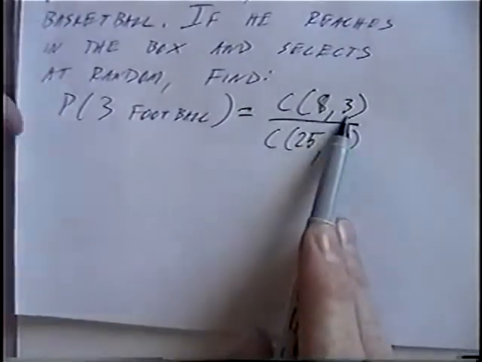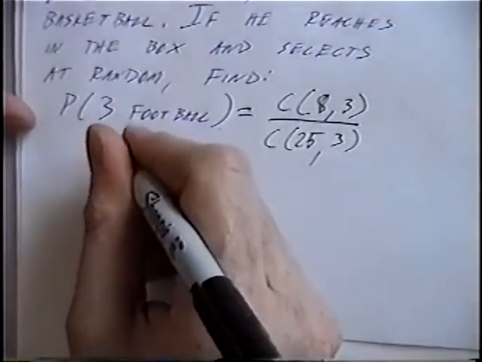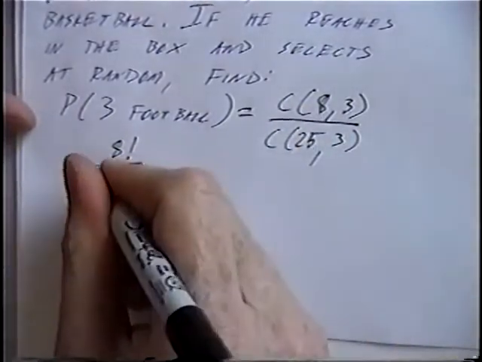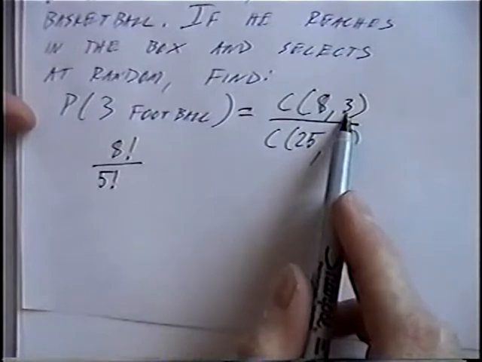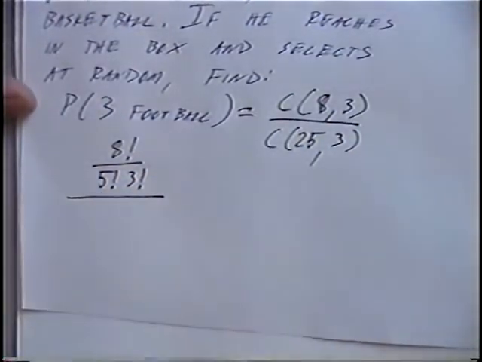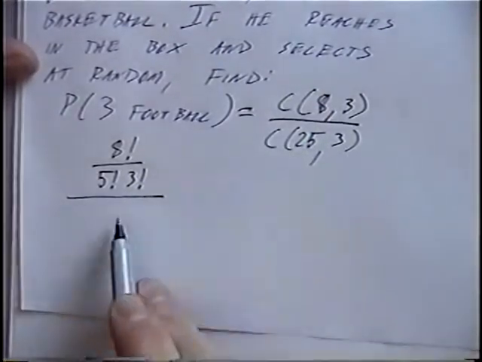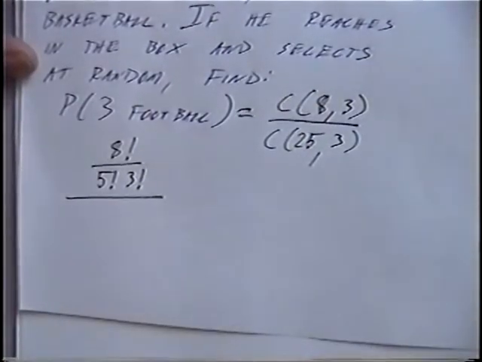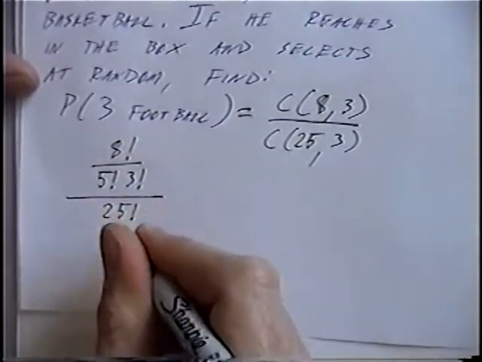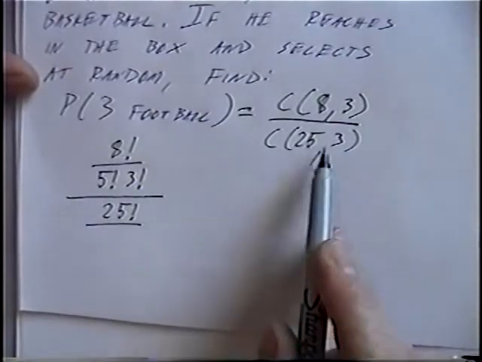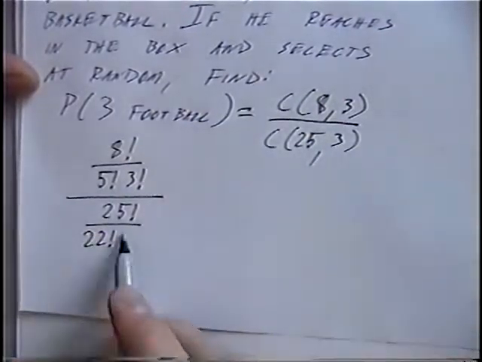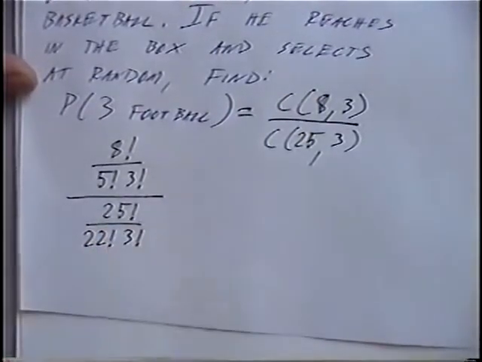Solving this, we have combination 8, 3. That would be 8 factorial divided by 8 minus 3, which is 5 factorial. And also the combination has the 3 factorial on the denominator. Our second fraction will be for the denominator, 25, 3, for the total combinations. And that would be 25 factorial divided by 25 minus 3, which is 22 factorial. And the extra 3 factorial goes on the end.